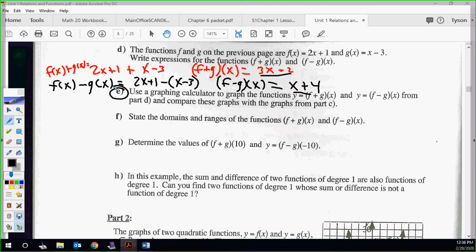Okay, state the domains and ranges of the functions f plus g of x and f minus g of x. So what is the domain of f plus g of x? And what's the range? We'll write it in set builder notation. They're lines. Are there restrictions on x? Nope. Are there restrictions on y? Nope. Everything's all real. So the domain would be x is an element of the reals. The range would be y is an element of the reals. Okay, and f minus g would be the same.